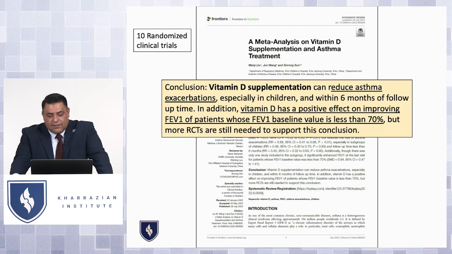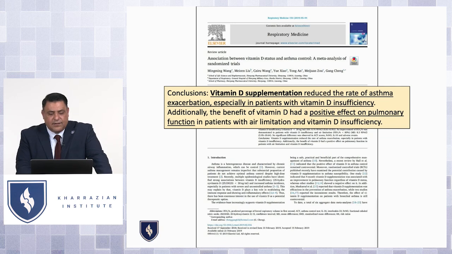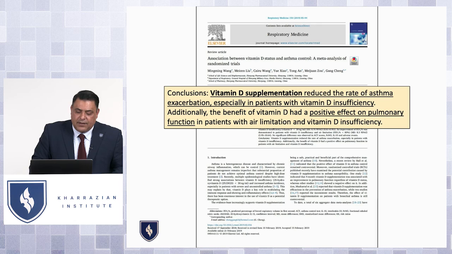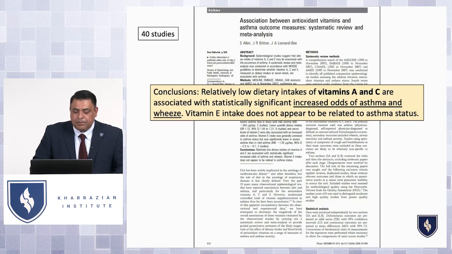In addition, vitamin D has a positive effect on improving the forced expiratory volume 1 of patients whose FEV1 baseline value is less than 70%, but more randomized clinical trials need to support this conclusion. So that was the conclusion of the study. They found, looking at 10 randomized clinical trials, there were very clear indications that vitamin D really reduced asthma exacerbation. Remember, vitamin D is not a vitamin, it's a hormone, and has very powerful effects on the immune system. This was another study that was promoted on vitamin D that was not included in that meta-analysis that shows that it reduced severity of asthma, and it's a key factor, especially if patients are vitamin D insufficient. As a matter of fact, if vitamin D insufficient, the outcome is much, much better.